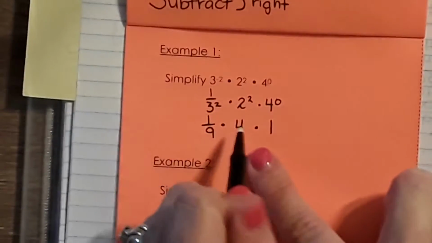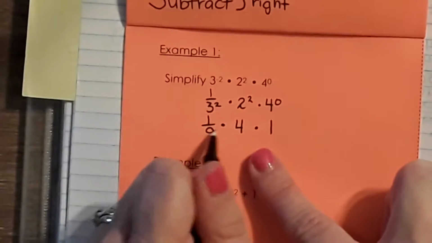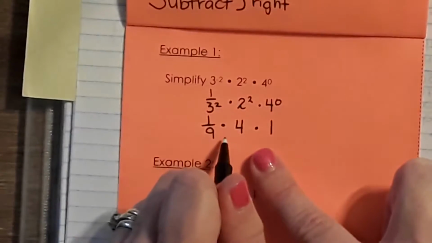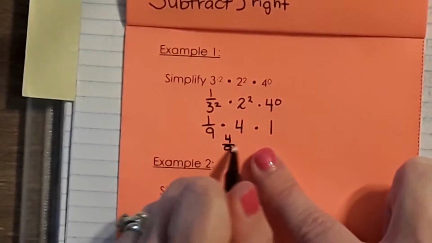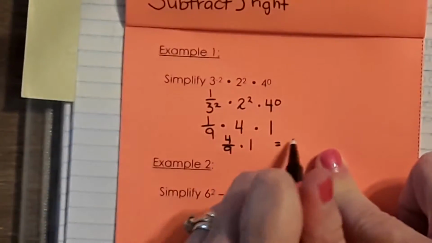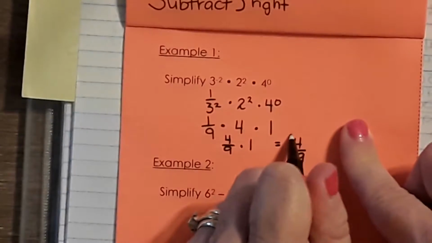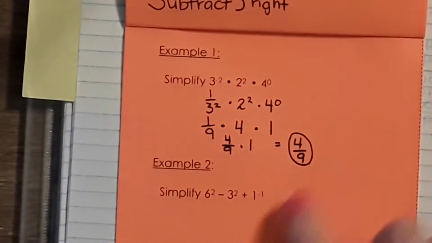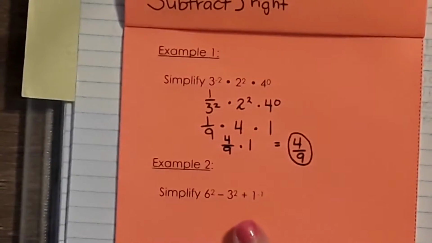So now I need to multiply. Well, this is really saying 1 over 9 times 4 over 1. So this is going to be 4 over 9 times 1. And 4 over 9 times 1 is, guess what? 4 over 9. All right? So far, so good? Okay, let's look at our next one.